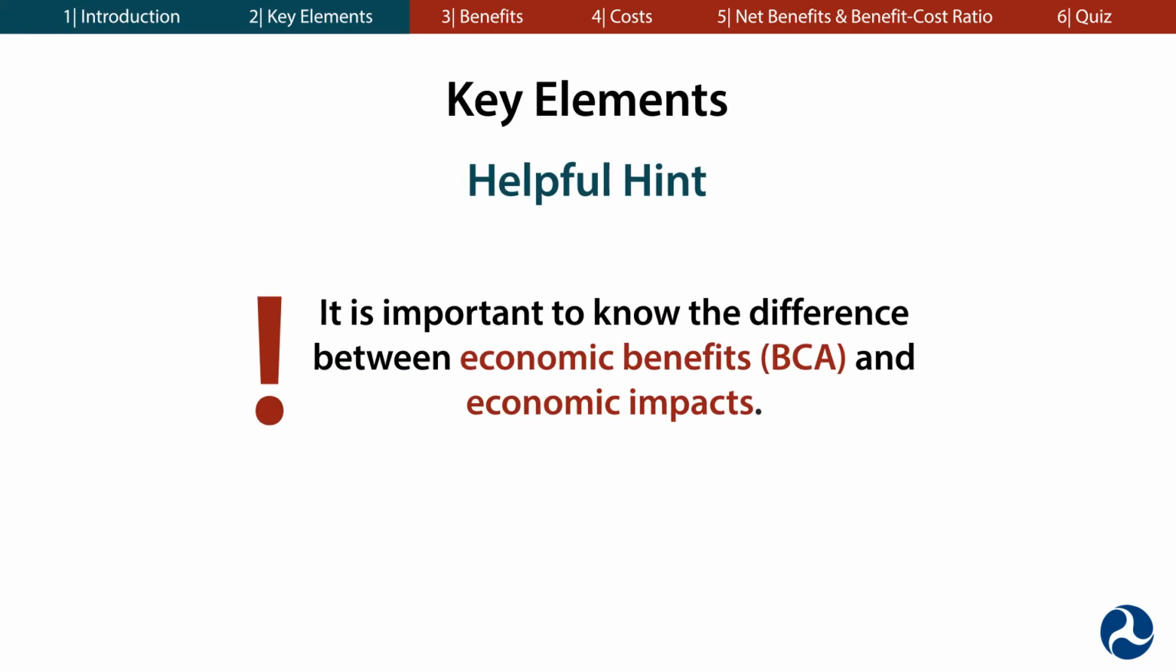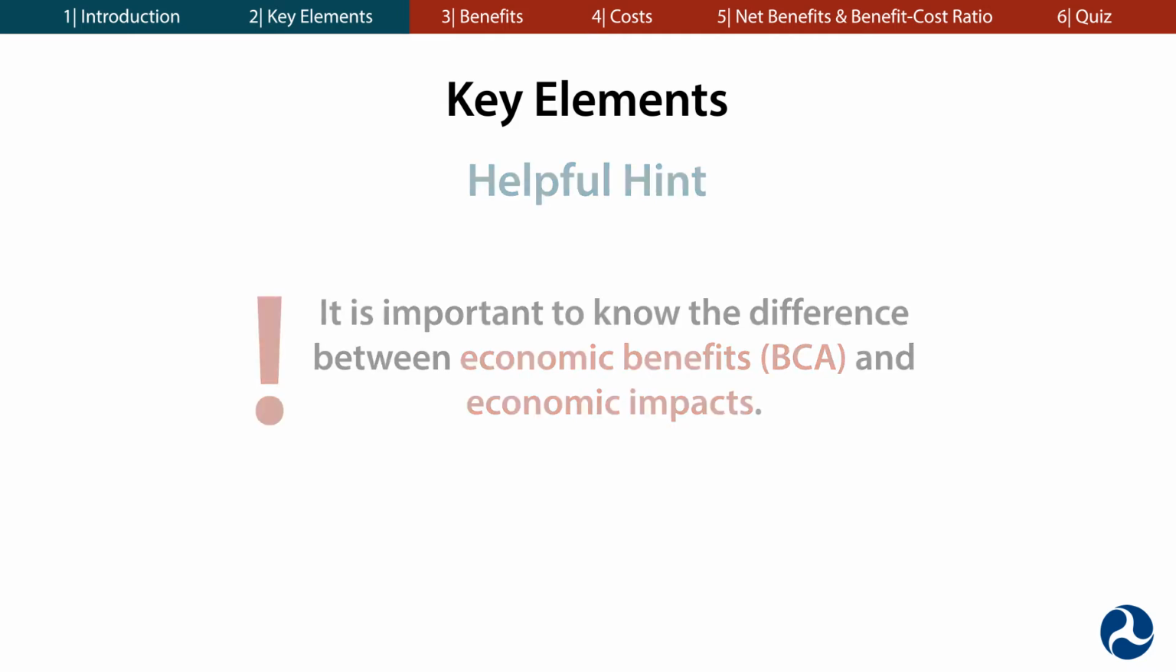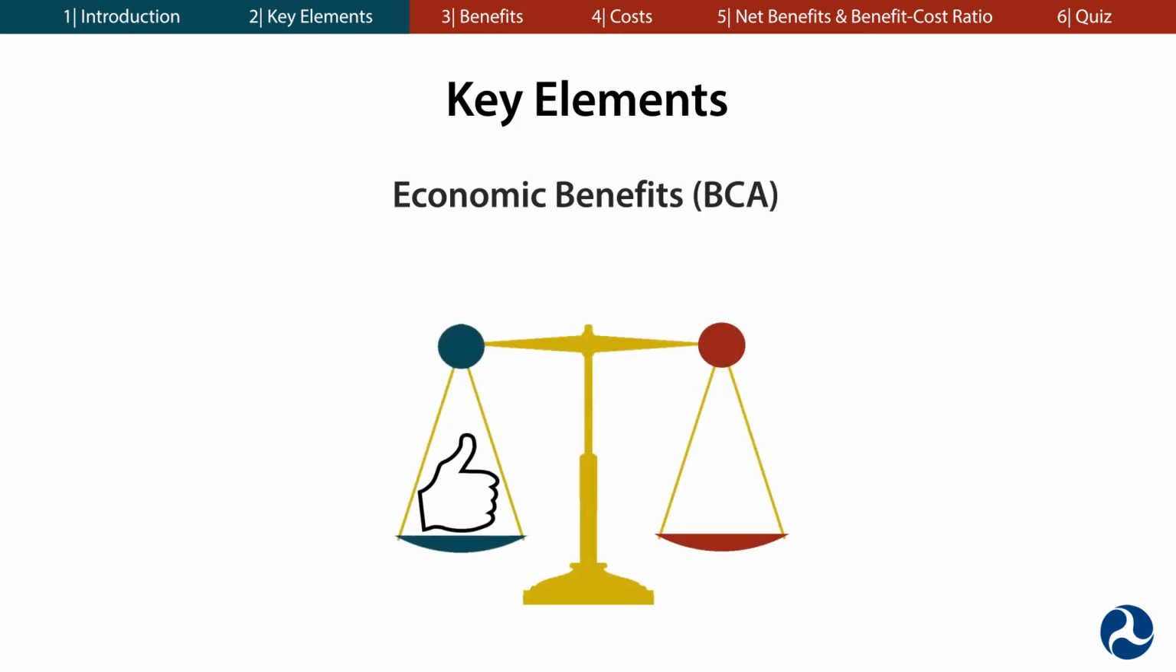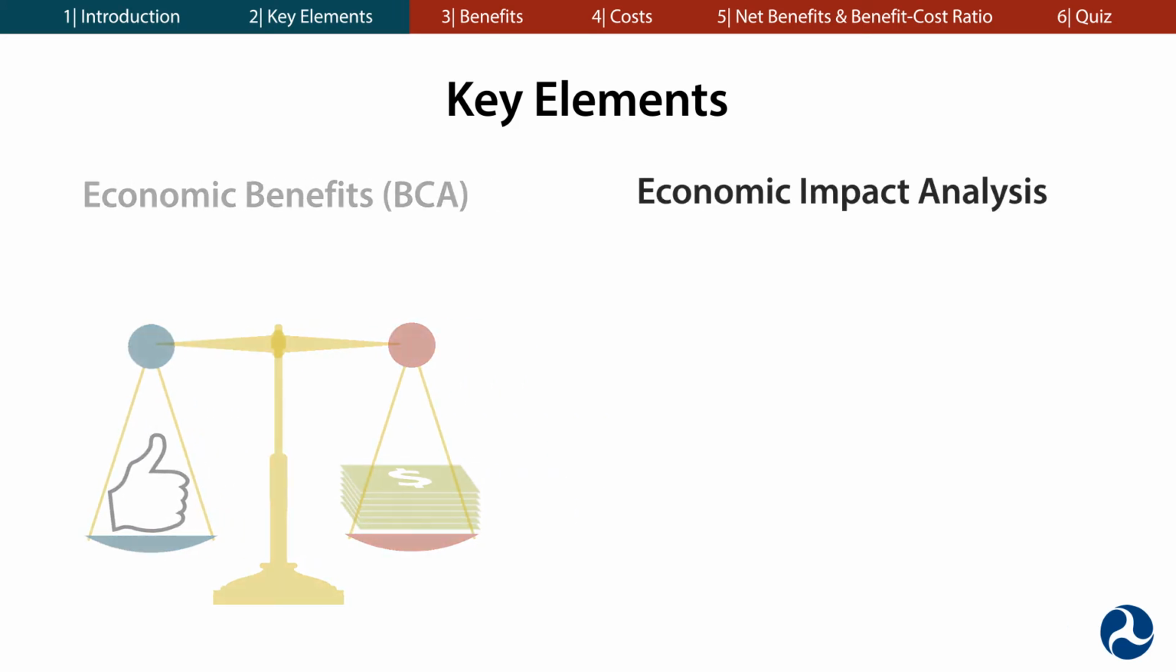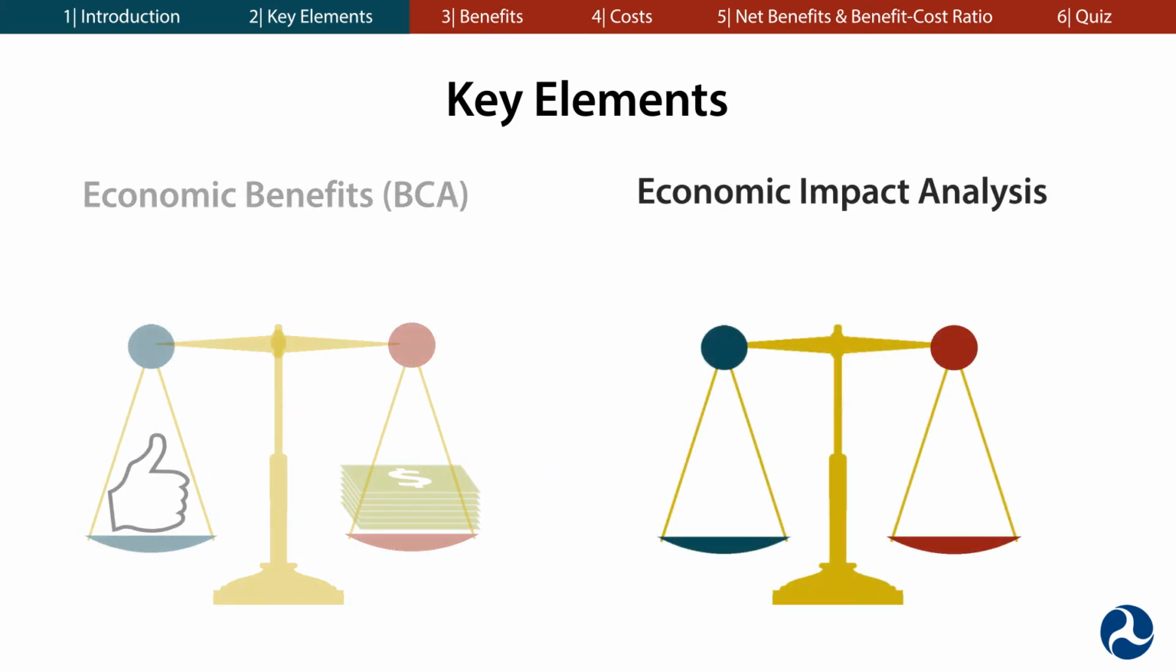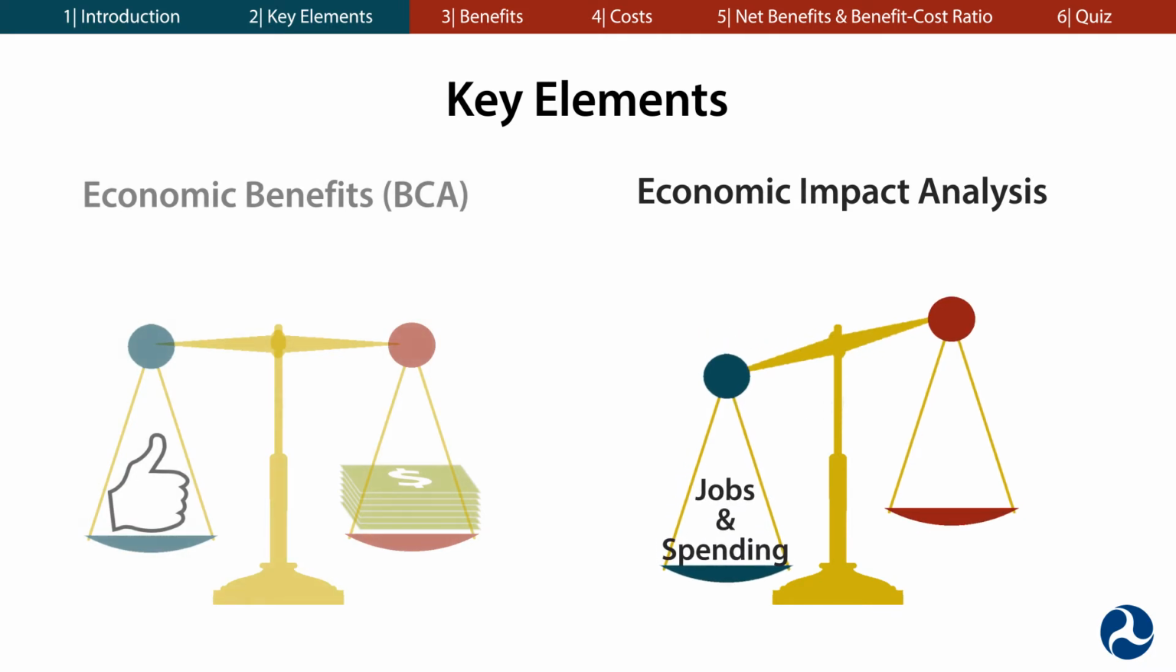It is important to know the difference between economic benefits and economic impacts. A BCA measures both the benefits and costs of the project to society. An economic impact analysis, on the other hand, measures the impact of increased economic activity within a region. In other words, an economic impact analysis only measures the positive effects, such as increased jobs and increased spending.